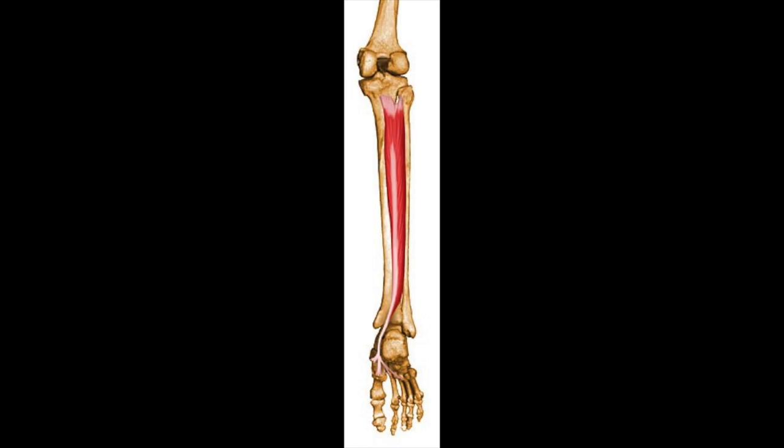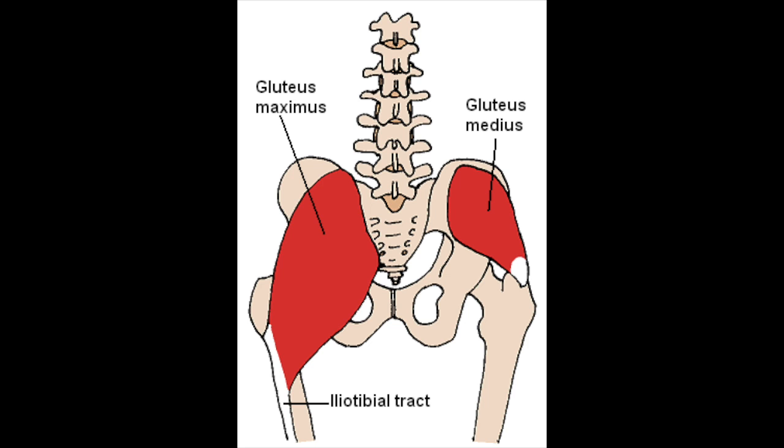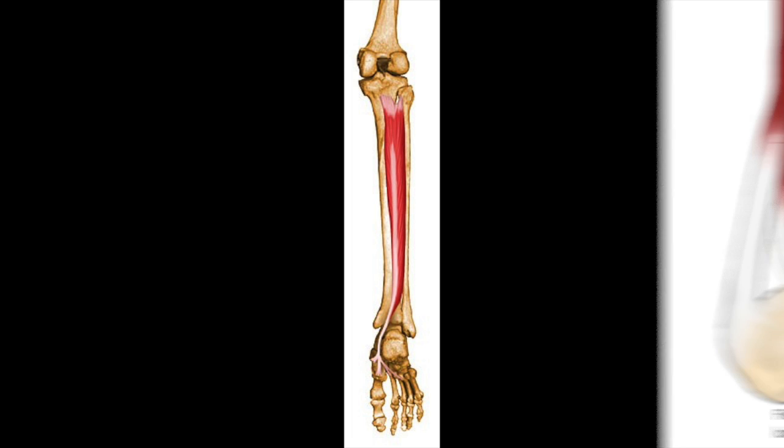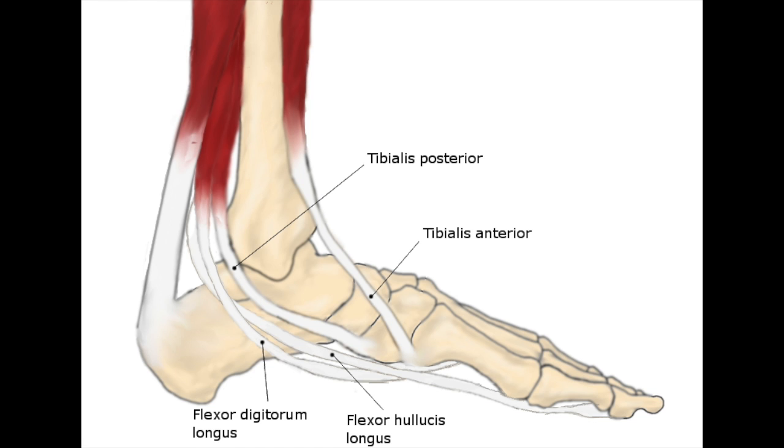A weak, inhibited, or underactive tibialis posterior and gluteus medius can also facilitate foot flattening. The tibialis posterior is in the deep posterior compartment of the lower leg, running along the posterior tibia, then medially to run along the medial longitudinal arch of the foot. Tibialis posterior supports the medial longitudinal arch. Thus, if it is underactive, the arch won't be supported and the foot will flatten.